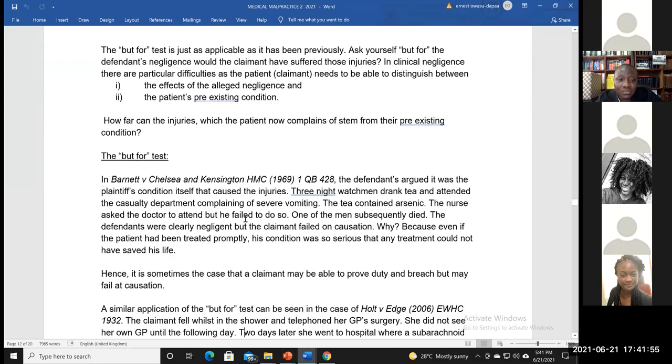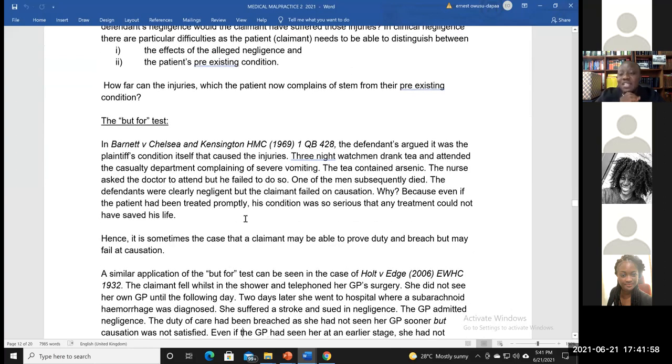So the Bradford test, as we know from the law of tort, which we've done already. The well-known case of Barnett against Chelsea and Kensington, where the court propounded the Bradford test. And what it simply means is that the plaintiff is saying that the injury that I have, or what I'm complaining about, I wouldn't have had but for the negligence, but for the breach of duty of care of the defendant. So that is what the plaintiff is saying.